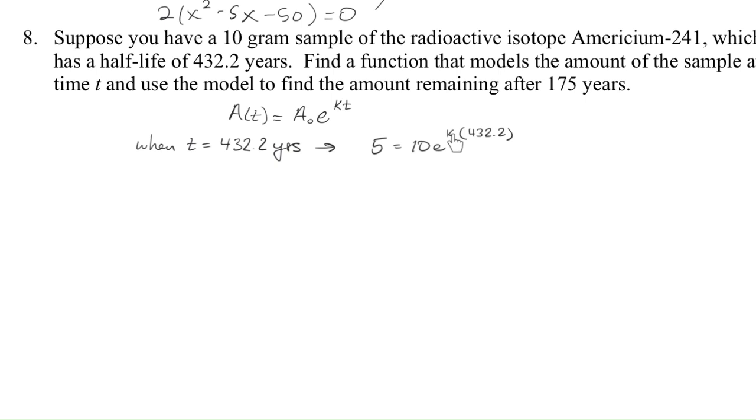And k is going to be a negative value, which we call this exponential growth, but if k is negative, it's actually exponential decay, and that's why this is a radioactive sample that's decaying in half every 432 years.